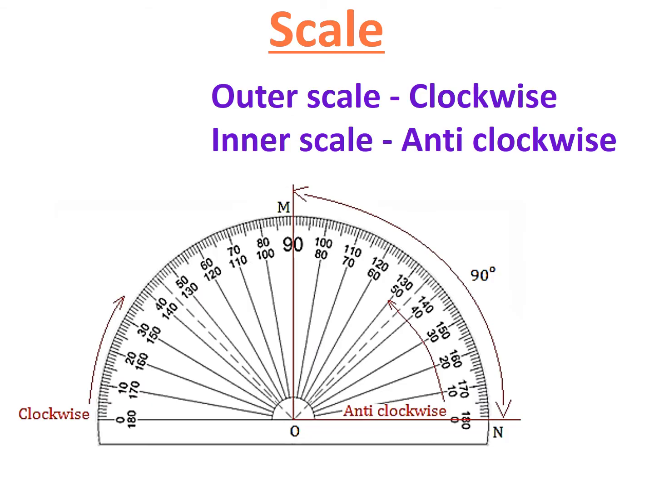So, whenever we draw or measure an angle, we place the baseline or zero line on the arm of the angle. Scale. There are two scales marked on the protractor, outer and inner. The outer scale is marked from 0 degrees to 180 degrees in clockwise direction, and the inner scale is also from 0 degrees to 180 degrees but in anti-clockwise direction. The angle of the other leg or arm is read from one of the two scales, whichever is more convenient.